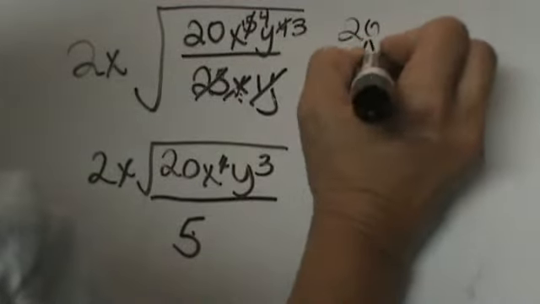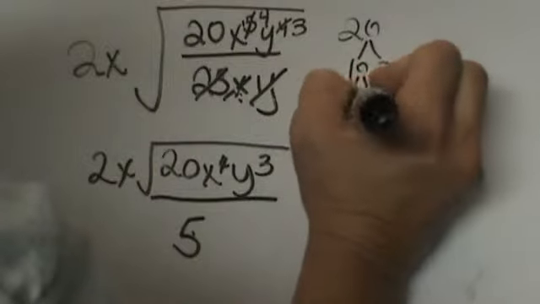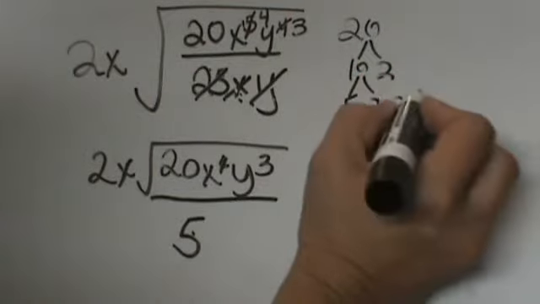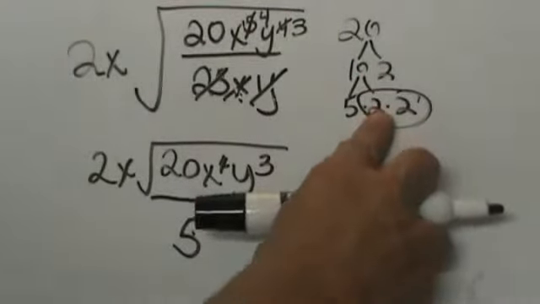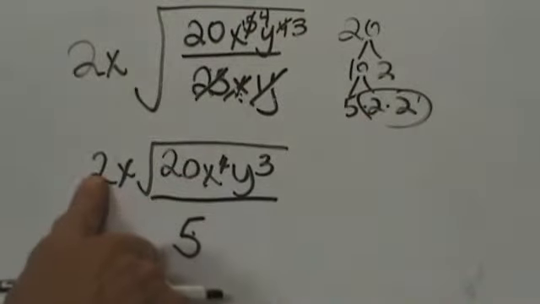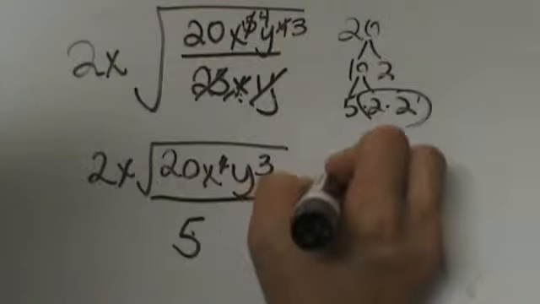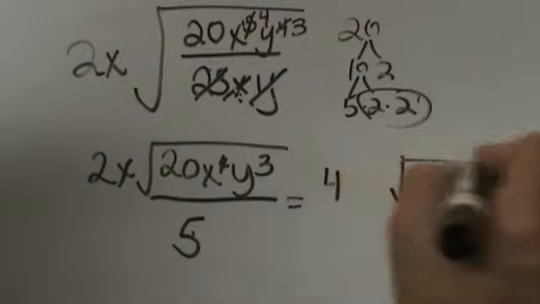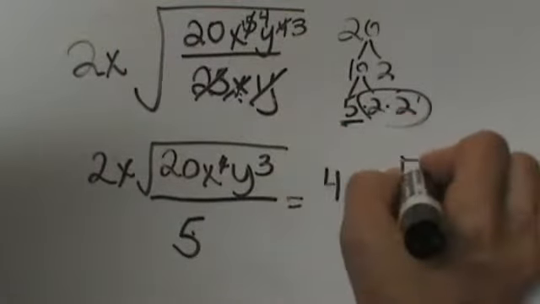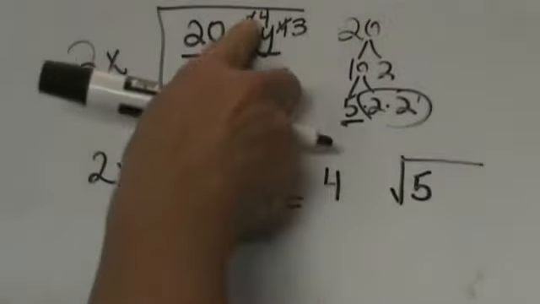Okay, 20. I'm going to make a side note over here. And 20 is 10 times 2, or 5 times 2 times 2. Okay, there's my pair. So I'm going to bring a 2 out. Well, I already have a 2 there, so I have to take 2 times 2, and I get 4. Okay, so what's my coefficient that's left? 5.